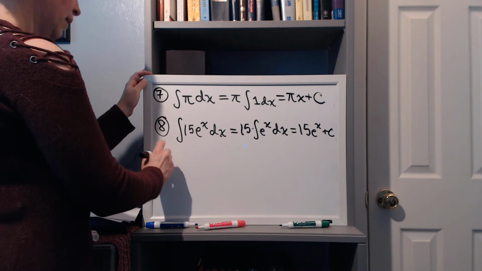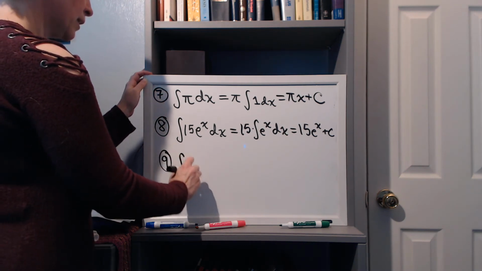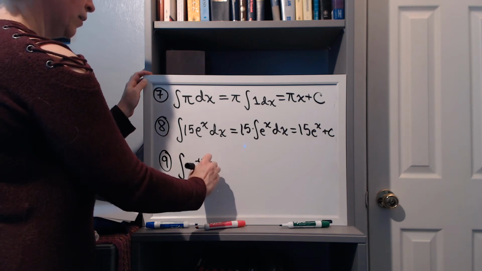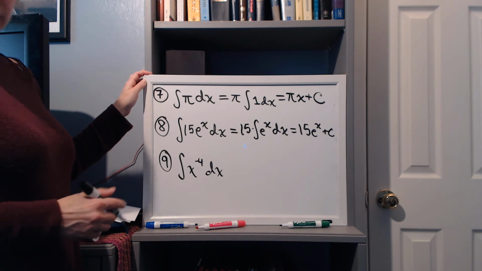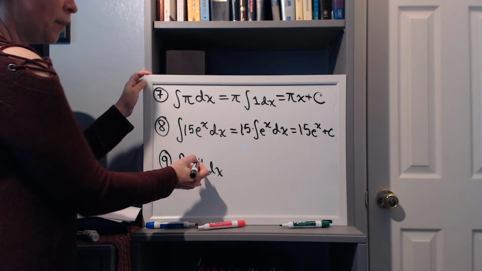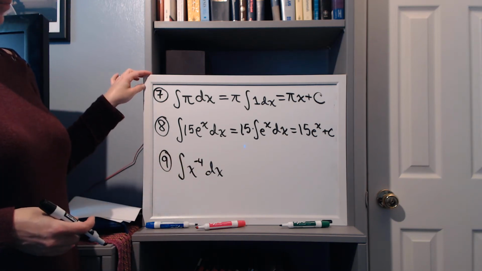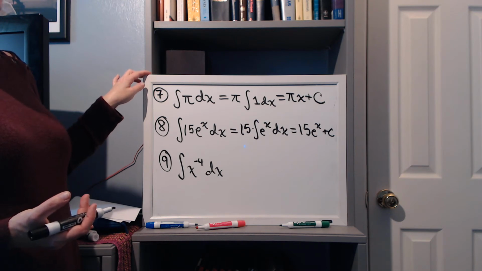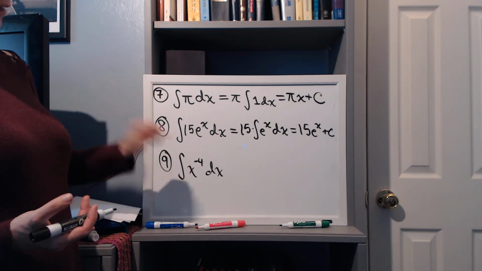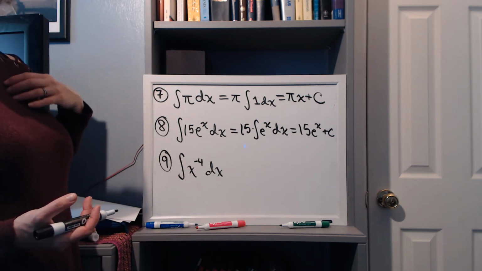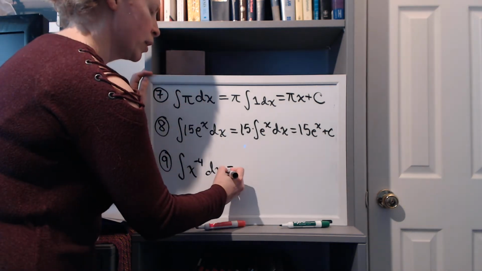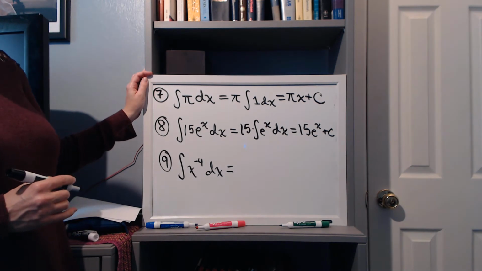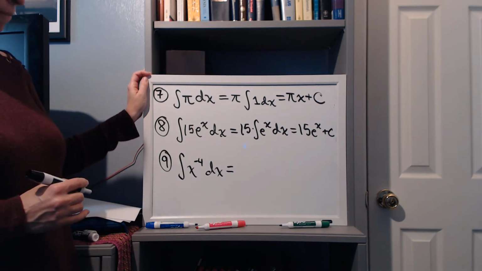All right. And now we are ready for our next example, number 9. We have the integral of x to the negative 4 dx. So we're going to apply the power rule again, but the power rule we're going to be applying to this negative exponent. We've already done that a couple of times with x to the negative 2. We just had to do some adjustments first before we got to the negative exponent. We don't have those adjustments to do this time.